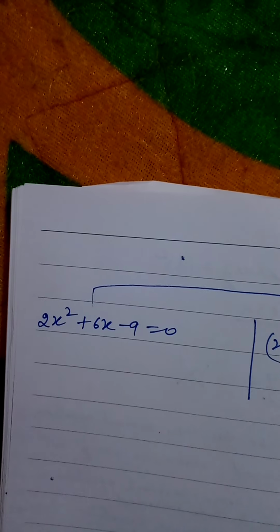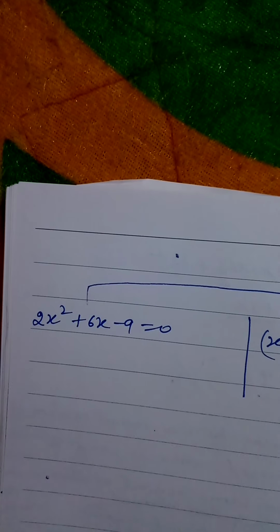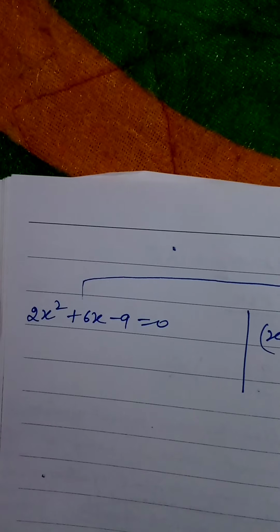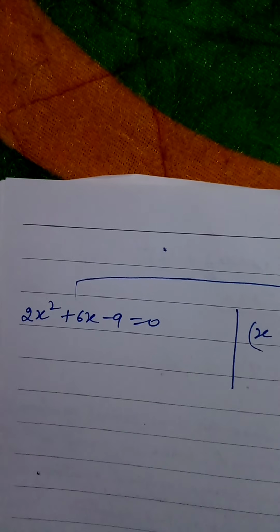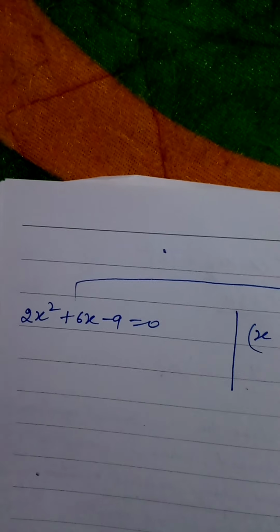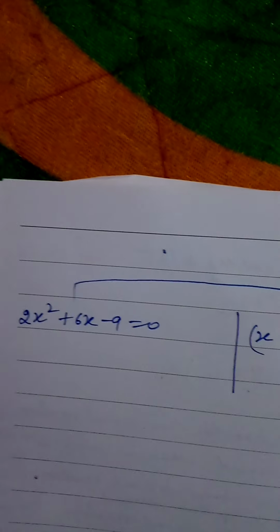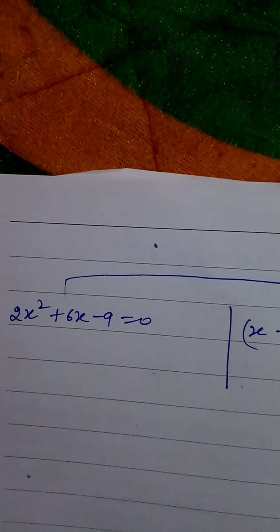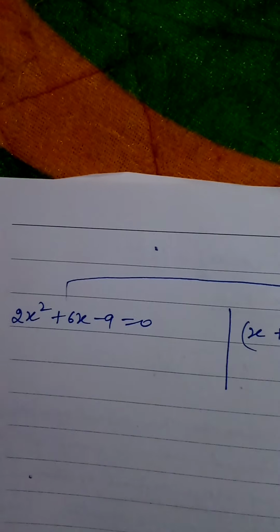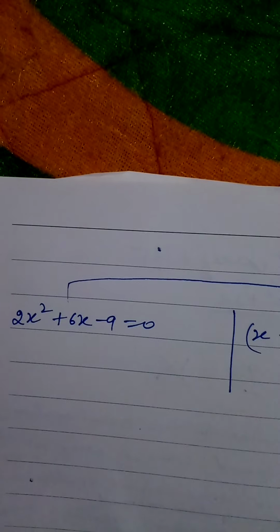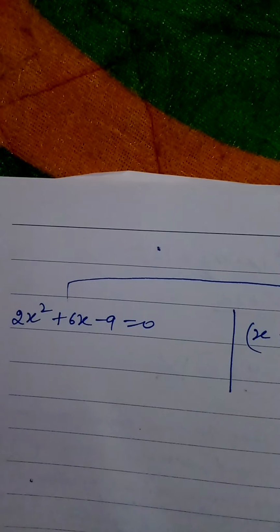Hello students, today we will discuss a method to solve a quadratic equation. Here we have an equation 2x square plus 6x minus 9 equal to 0. Can you factorize this equation using identities or splitting middle term? You can pause this video here and try. Well, it is not possible to solve either of the ways.